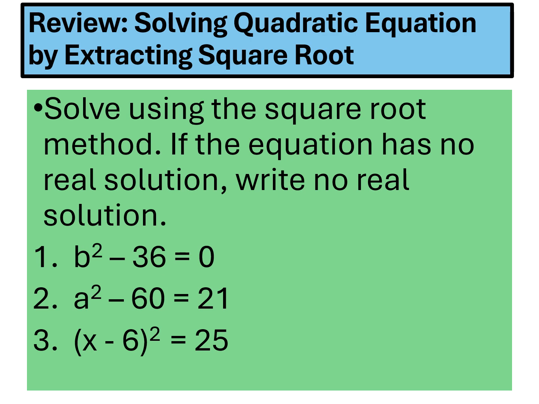We will first have a review: solving quadratic equations by extracting square root. Our task is to solve using the square root method. If the equation has no real solution, write no real solution. So here are the equations. Number 1, b squared minus 36 equals 0. Number 2, a squared minus 60 equals 21. Number 3, the square of the quantity x minus 6 equals 25.